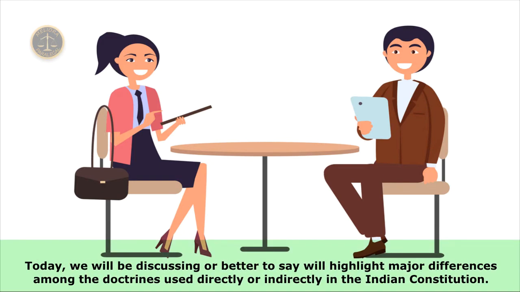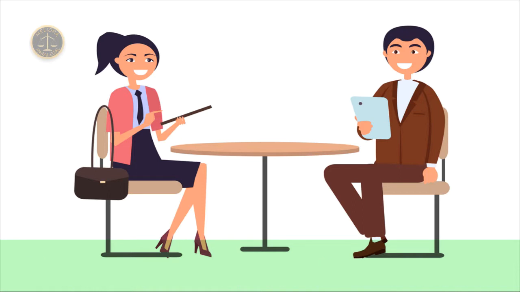Today, we will be discussing, or better to say, will highlight the major differences among the doctrines used directly or indirectly in the Indian Constitution. These doctrines are: Doctrine of Pith and Substance, Doctrine of Colorable Legislation, Doctrine of Harmonious Construction, Doctrine of Incidental and Ancillary Powers, Doctrine of Repugnancy, Doctrine of Eclipse and Doctrine of Severability.